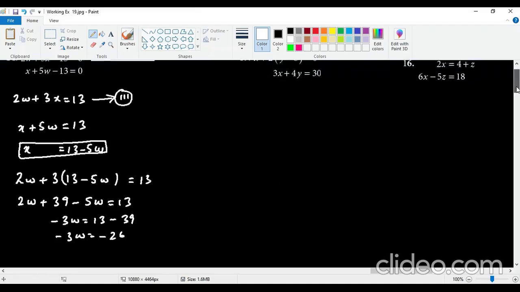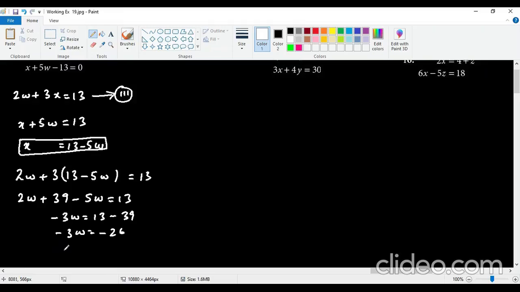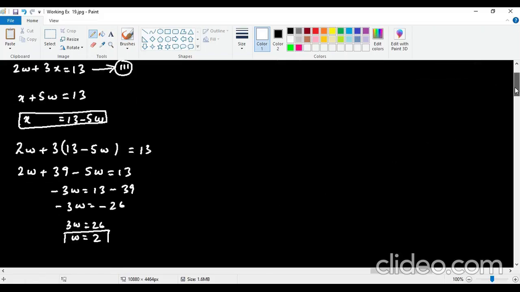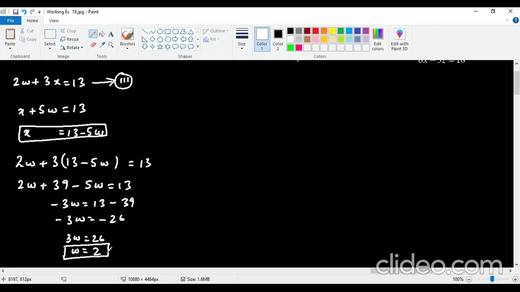That means minus minus is going to be cancelled. So 13w equals 26, so w will be equal to 2. So this is the value of w, which is 2. And the value of x is 13 minus 5w. That means x will be equal to 13 minus 5 times 2, which is 13 minus 10, so x equals 3. So the value of w is 2 and the value of x is 3.